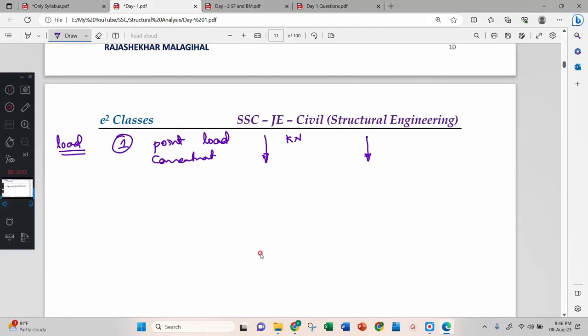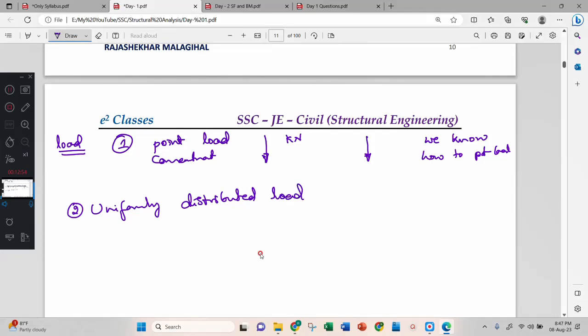Very interestingly, we know how to handle point load, but we don't know how to handle other loads, therefore every load we have to convert to point load. This you remember. The second one is uniformly distributed load.